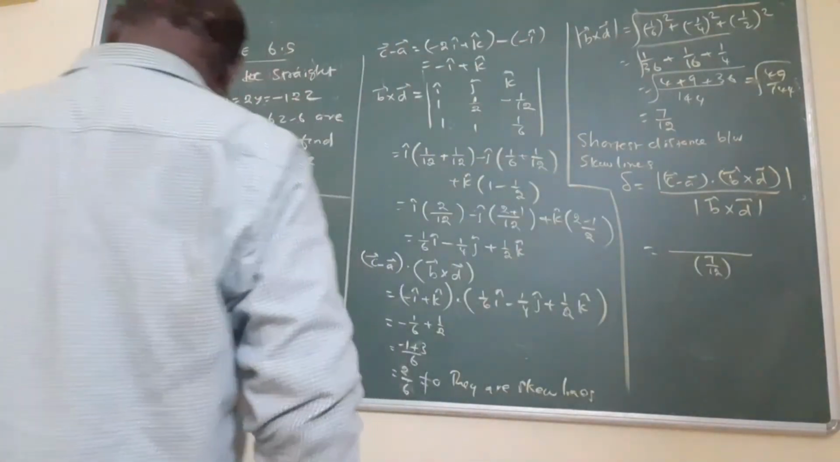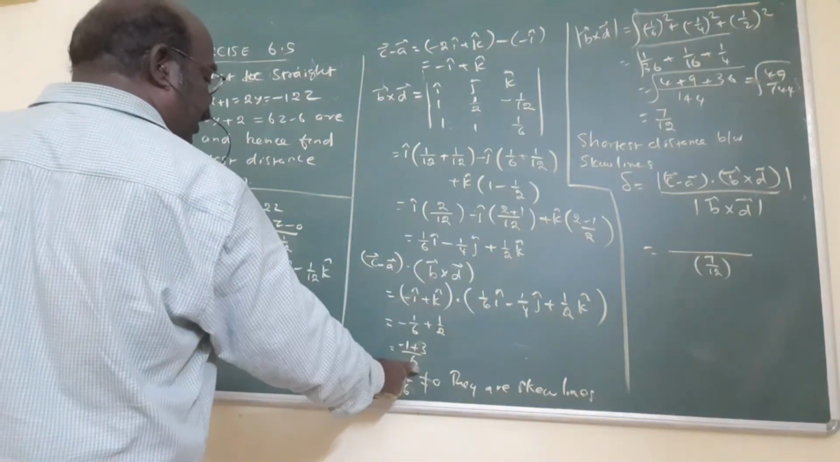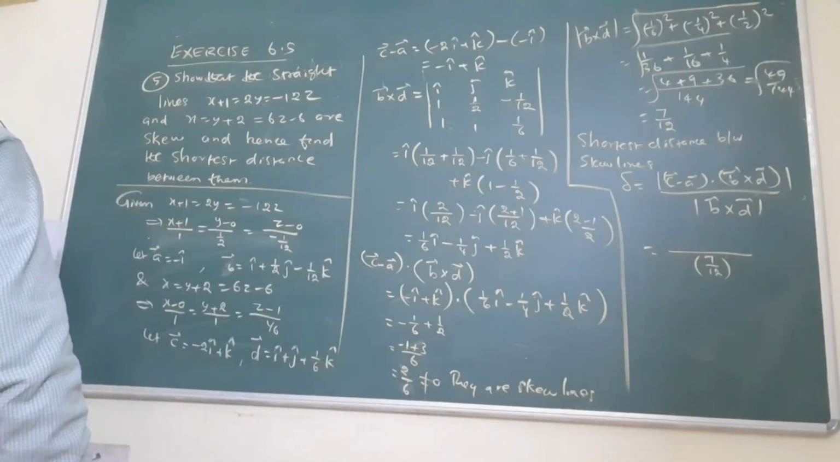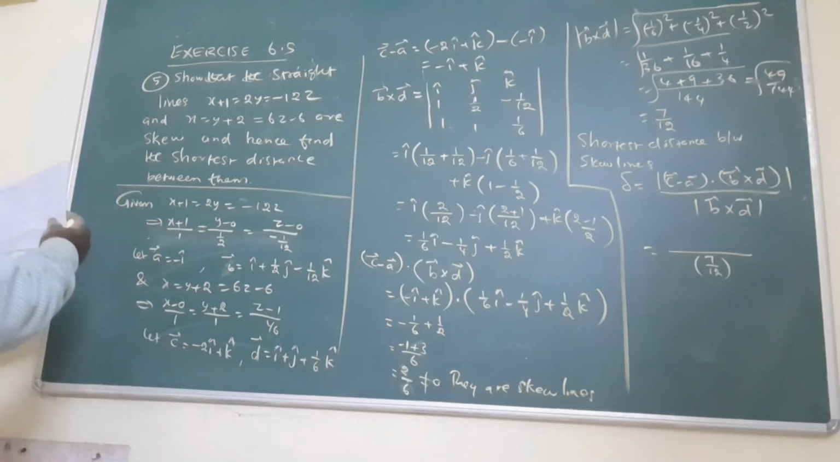What is the limit? The limit is 7 by 6. Here, actually, 7 by 6 is given. C minus a dot b cross d is 7 and 6 is given. You check yourself. The first one is what? C minus a is what? C minus a, where is c? Here only, sir. Here only, c minus a.